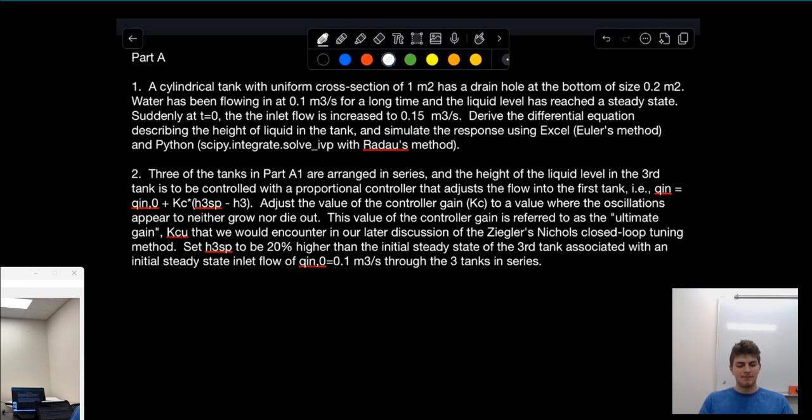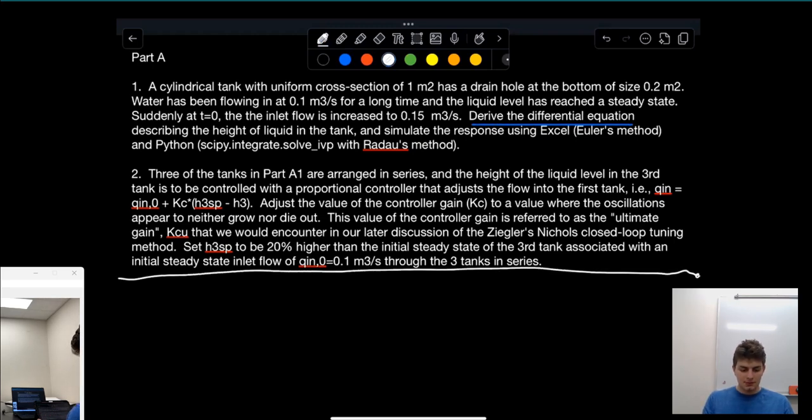So we're given a cylindrical tank with a hole in the bottom, and what we want to do is determine, from an initial steady state volumetric flow input, what the liquid level or the liquid height in the tank is going to do if we change that steady state input to an unsteady state, right? So that's all we're going to look at here. We're going to start by simply deriving the differential equation for this system, and then we'll attempt to simulate it a little bit.